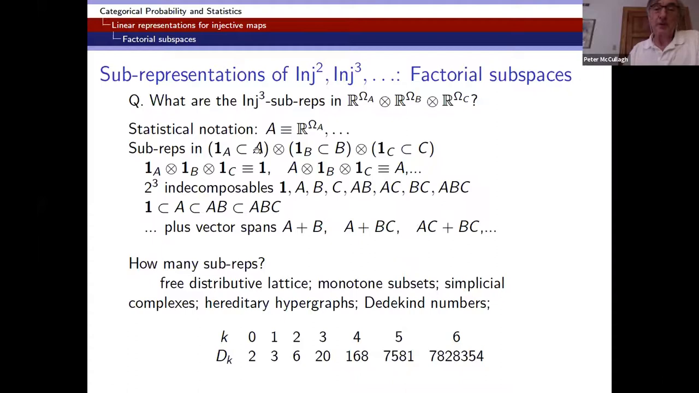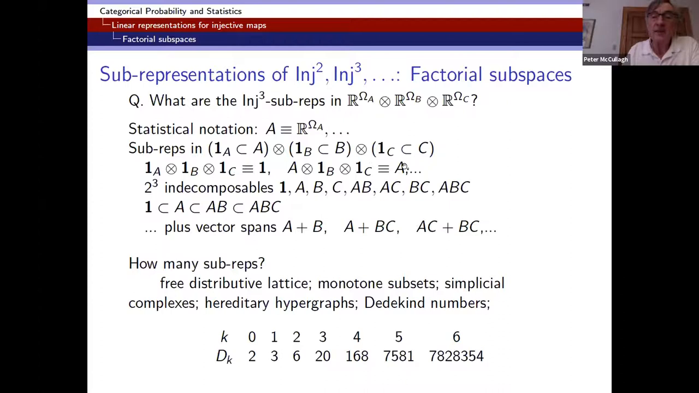So we have the constant functions on B being a subspace of the whole space for B, constant functions on C being a subspace of the whole space for C. And these tensor products have the following form. I suppose that should be an isomorphism rather than an identity. That just means the space of functions of all three levels that depend only on the level of A.